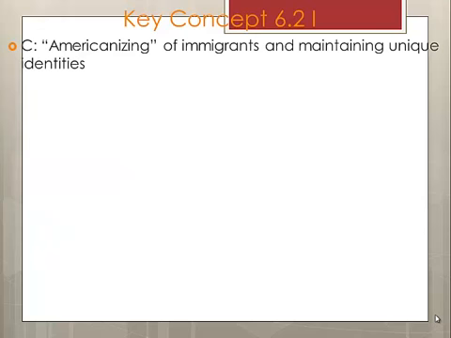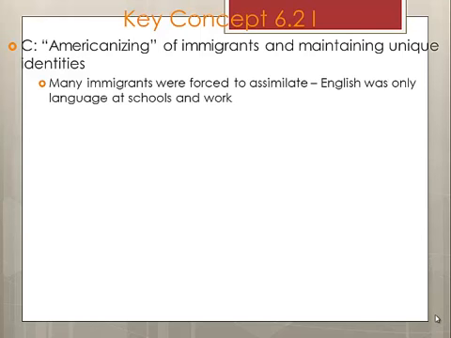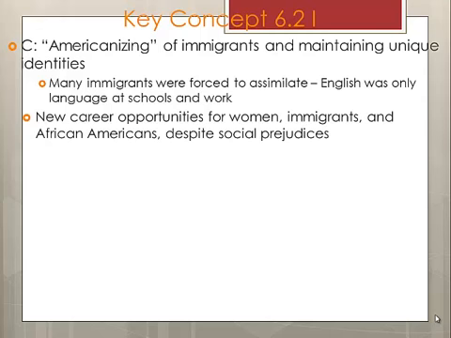So let's talk about the Americanizing of immigrants and maintaining unique identities. Many immigrants were forced to assimilate. My stepfather was born in France, and he came to America when he was about 7 or 8. English was the only language he was taught in at school. There were no French classes, and there was no English as a second language teacher either. So he was forced to adapt or assimilate to American society, and this is an experience that a lot of immigrants will share.